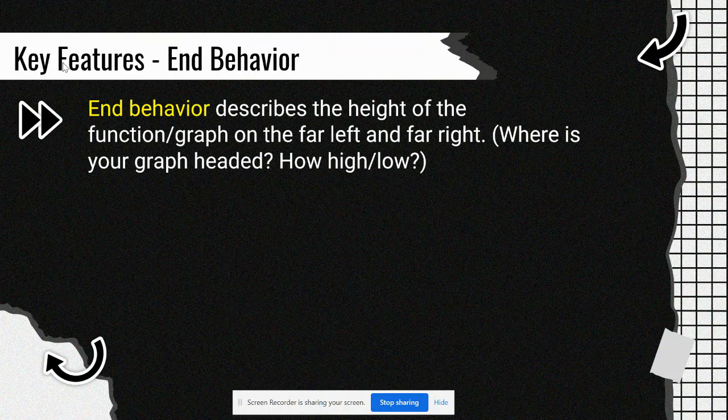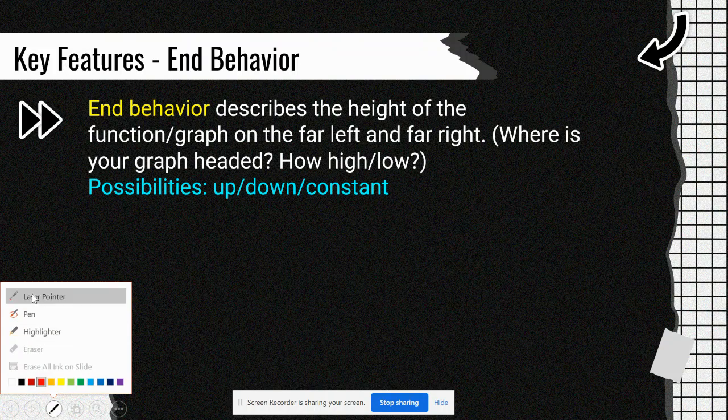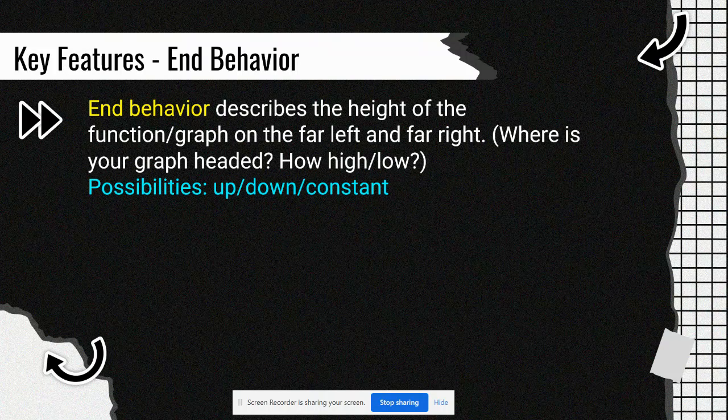And end behavior describes the height of our function on the left and on the right, aka where is our graph going? Is it pointing up? Is it pointing down? How high is it pointing up and how low? Or is it approaching something else? So really, at the end of the day, we have three possibilities. Our graph can point upwards, our graph can point down, or our graph can approach a constant.